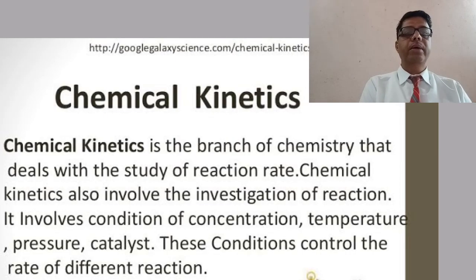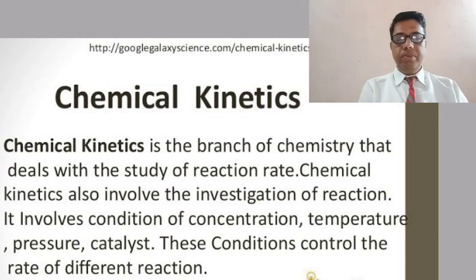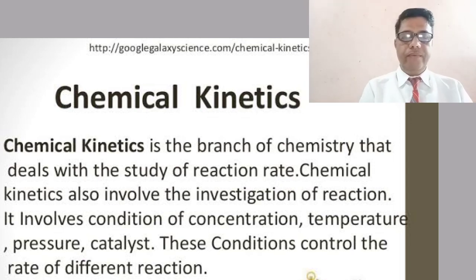So students, here we first see what is chemical kinetics. Chemical kinetics comes under the branch of physical chemistry, or simply chemistry. Chemical kinetics definition: chemical kinetics is a branch of chemistry which deals with the rate of chemical reactions and the factors that affect them. It is the standard definition for chemical kinetics.